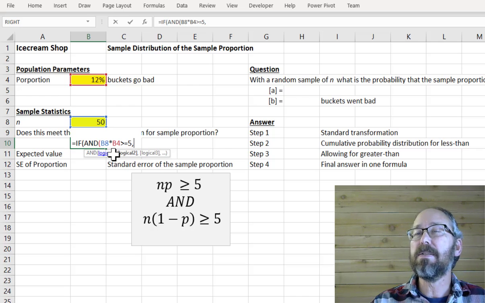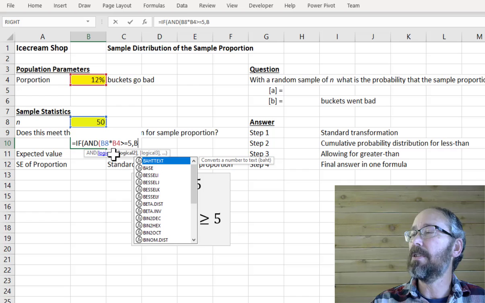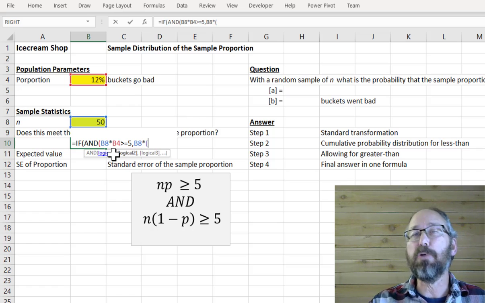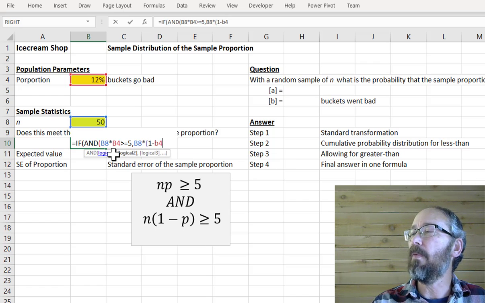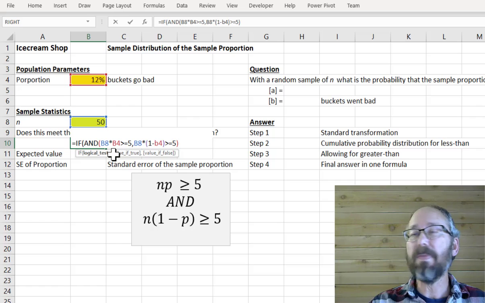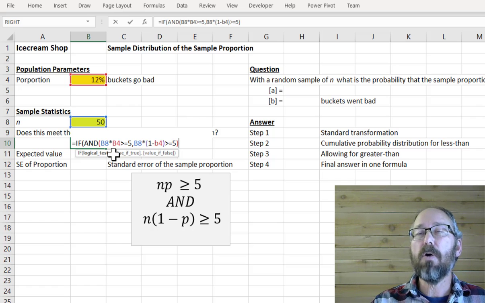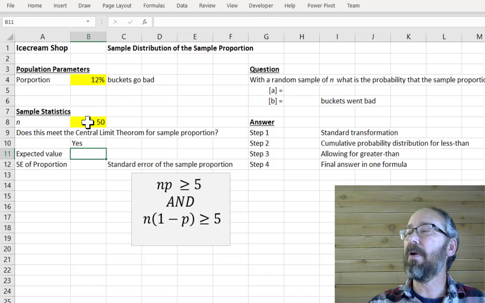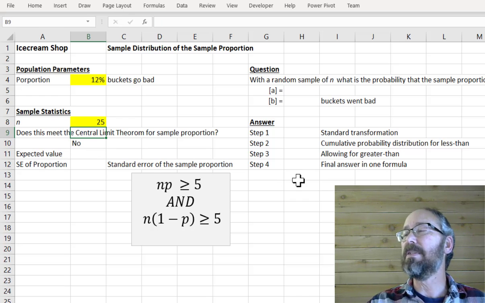And then the next one is, again, straightforward, but it's N, which is our B8. Now it's times, and I'm going to use the parentheses because order of precedence matters. Mathematically, you would do multiplication first, but here I want to do subtraction first. 1 minus P, which is B4. If all of that is greater than or equal to 5, then I want that to return true. So if it returns true, then I'm going to say yes. Otherwise, I'm going to say no. This is telling me if it meets that central limit theorem. Now let's lower that number to 25 and see that it says no.